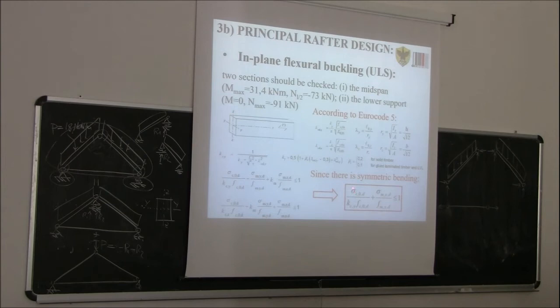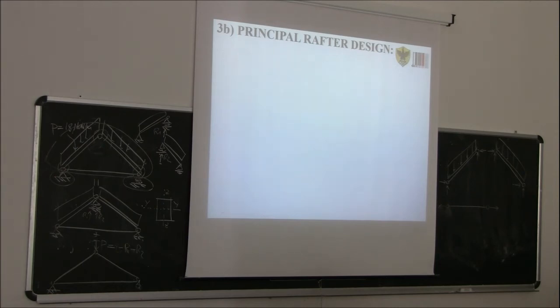So you see, this is the compressive stress in the timber due to the loads, in this case due to the compression, divided by the reduction coefficient due to buckling times the compressive design strength of timber, plus the ratio between the bending stress of timber and the bending strength of timber. The sum shall be less than or equal to 1. So this is the kind of control that we need to do for in-plane flexural buckling.